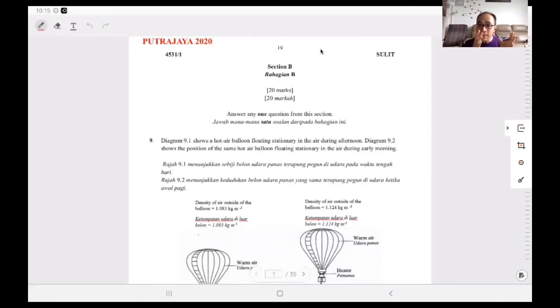But it seems to be very popular in paper 2, and of all the paper 2 questions, one particular subtopic seems to be very popular amongst the trial papers, which is buoyant force, and especially with hot air balloon. Quite interestingly, even our trial paper also spoke about hot air balloon. So I'm going to start off by talking about the Putrajaya paper. The Putrajaya paper diagram 9.1 shows a hot air balloon floating stationary.